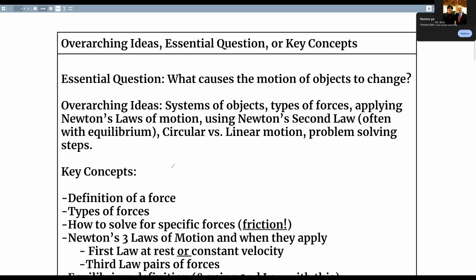Types of forces, we have 7 types of forces that you should be familiar with. Applying Newton's laws of motion was something we did a lot, specifically the second law, often using it with equilibrium, but just using the sum of forces was a big thing. And circular versus linear motion comes up at the end when we look at things going in circular motion. All right, we're always solving problems, so problem solving steps are, of course, relevant.